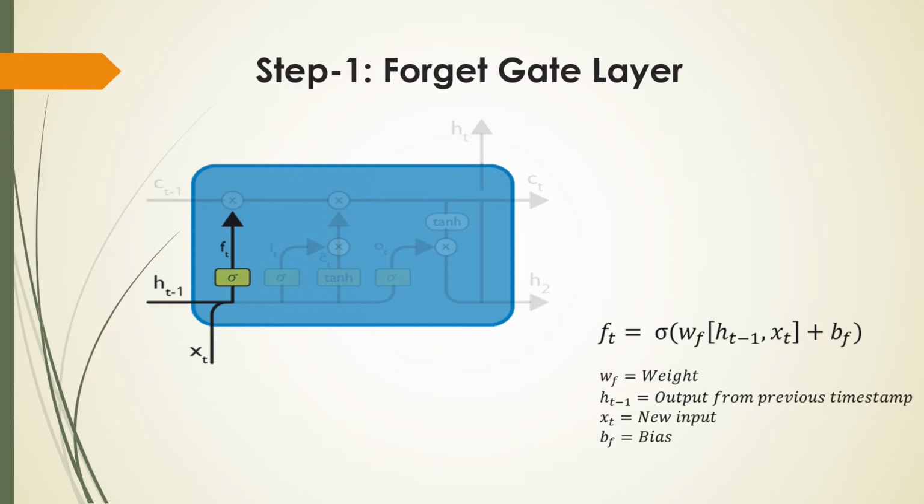So f_t can be calculated as f_t = sigmoid(W_f [h(t-1), x_t] + b_f), where W_f is the weight, h(t-1) is the output from the previous timestamp, x_t is the new input, and b_f is the bias. The highlighted layer in the diagram is the sigmoid layer mentioned previously. The calculation considers the new input and the previous timestamp, which eventually outputs a number between 0 and 1 for each number in the cell state.